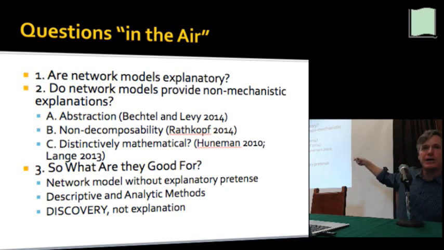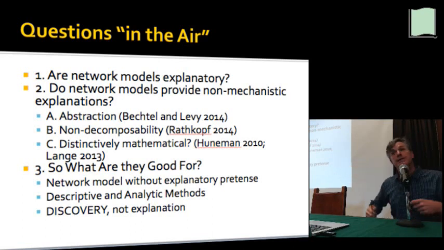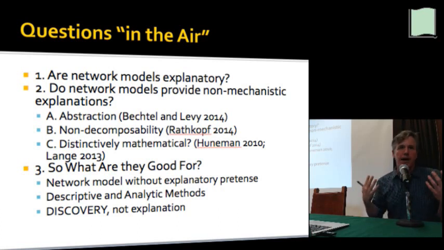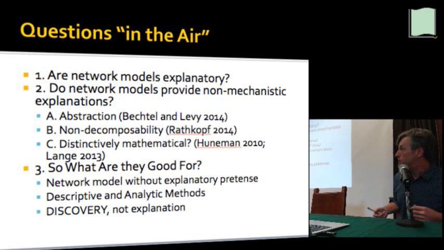Secondly, do network models provide non-mechanistic explanations? That is, now that we have the tools to apply network analysis to the brain, have those tools brought with them a new paradigm for understanding the way that brains work, a new set of tools for explaining the way that brains work? And I'll consider some things that network models help us to do.